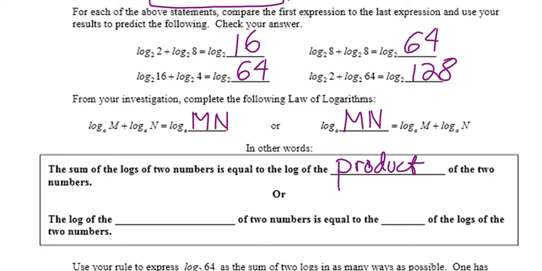The log of the product is equal to the sum of the logs of the two numbers, right? So this law works both ways. You're only given one form on your sheet. I think it's this one. Log base a of mn, the log of the product, is equal to the sum of the individual logs. But it works both ways, right?